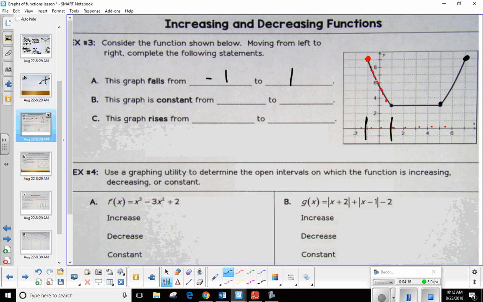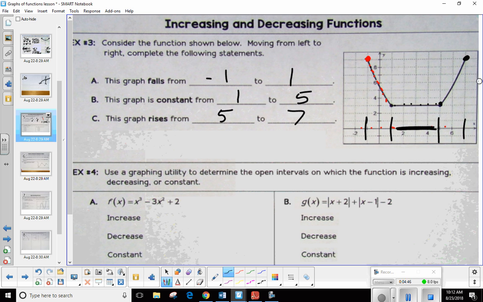B says the graph is constant from what to what? 1 to 5. There we go. So from 1 to 5, any value of x that I put in right here, it's always given me the same y value. It remains constant. So from 1 to 5. Very good. Okay. So increasing, decreasing, is this making a lot more sense? Yeah. Okay. So is there any place where it's increasing? There you go. From 5 to 7.